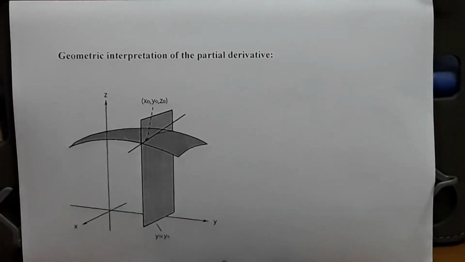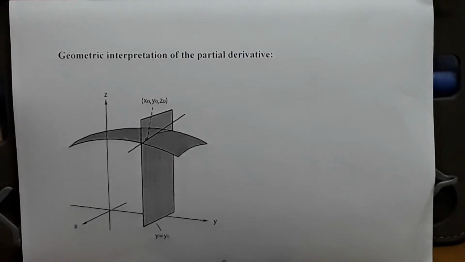What does the calculation of partial derivative mean geometrically? Let's look at the following example. The partial derivatives also indicate the slope of the tangent line to the surface. In our example, z is equal to f of x comma y. If we want to take the partial derivative with respect to the variable x at a point x naught, y naught, z naught, we hold the variable y constant, fixed, that is a number, y is equal to y naught. That represents a plane. Y is equal to y naught represents a plane passing through y naught.